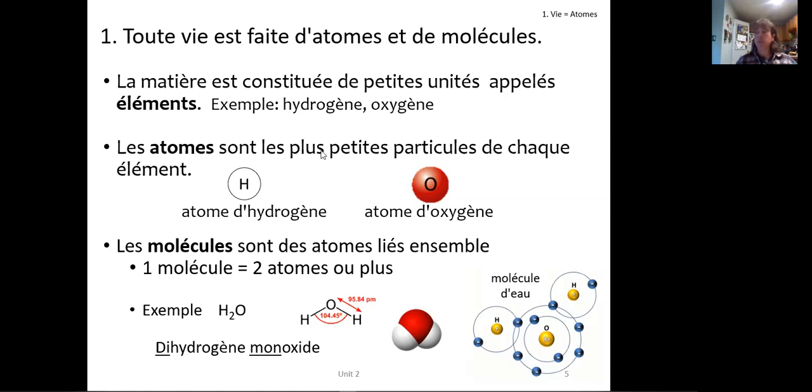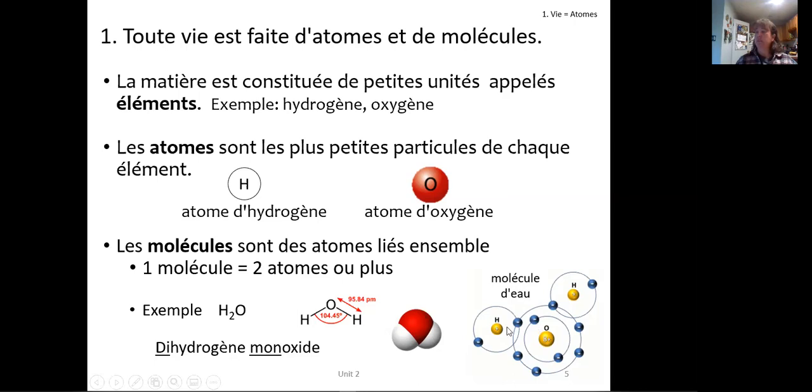Here's an example. If we bond hydrogen and oxygen, what do we get? Well, if there are 2 hydrogens, we get dihydrogen. If there's 1 oxygen, we get monoxide. What's the common word for dihydrogen monoxide? It is water. So de l'eau is water. I hope you also learned some English.